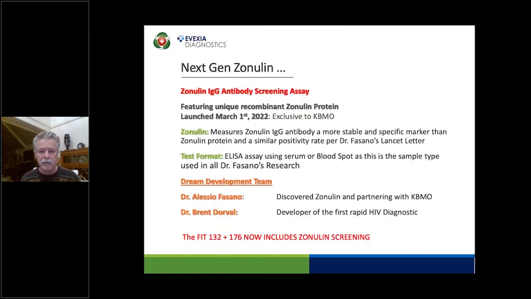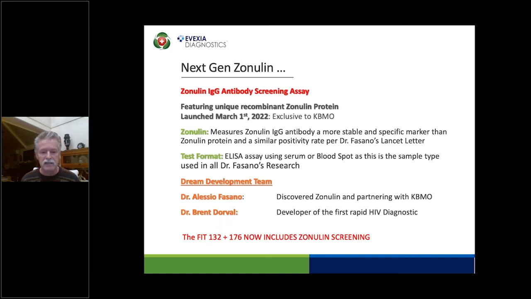So in the next slide, the next generation Zonulin. We released this March 1st, so that's available now. It comes automatically on the 132 and the 176 food test. I think it's a small amount more. And Zonulin measures IgG antibody and more stable specific markers, as I mentioned, than Zonulin protein. And we get a similar positivity rate. Again, you've got to look at what population you're looking at to say what the rate should be approximately. And when we hit that particular zone, we knew that we were right over the target.